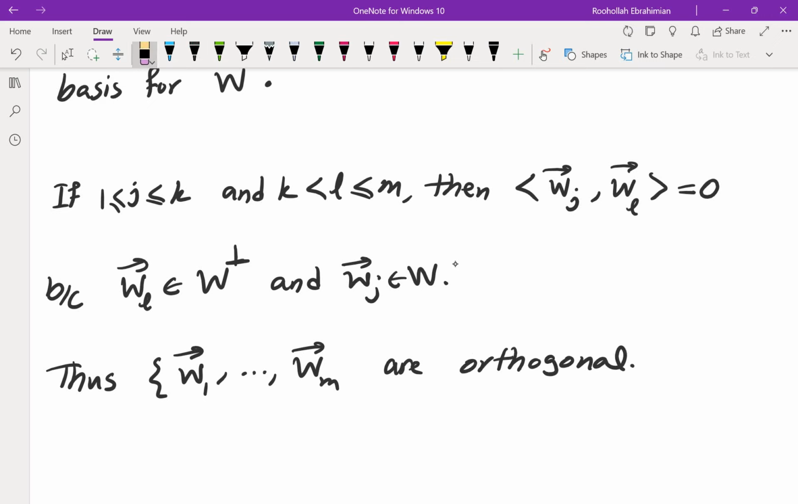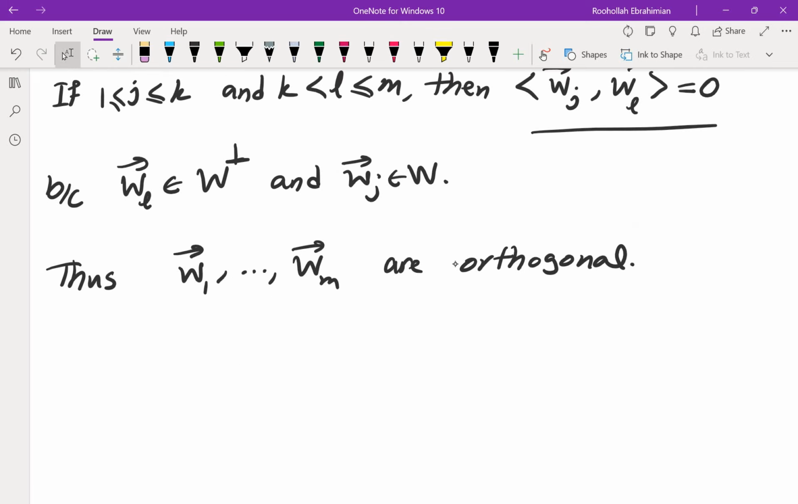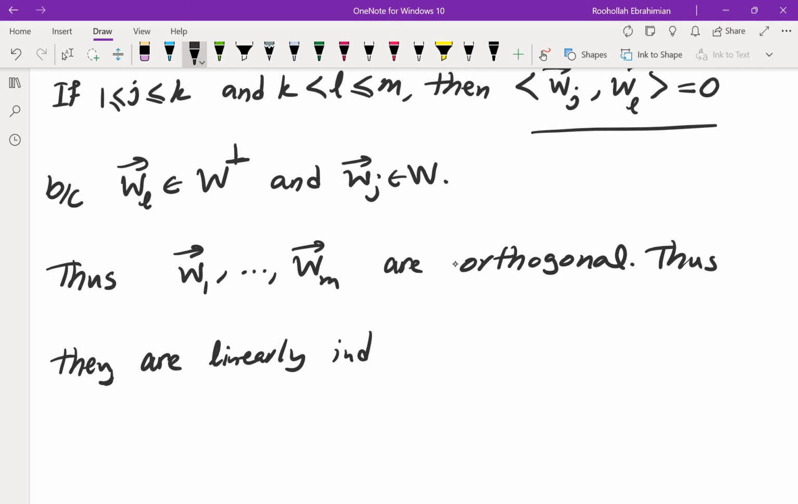Okay, so both of these are orthogonal because W1 through WK are orthogonal, and WK plus 1 through WM are also orthogonal. We showed that they are also orthogonal to each other. So this is an orthogonal set. That means they are linearly independent by a theorem, and notice that none of them are 0 because they were part of a basis.